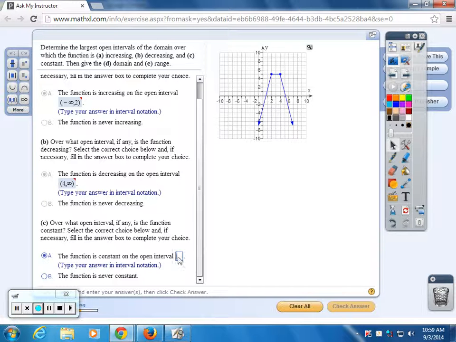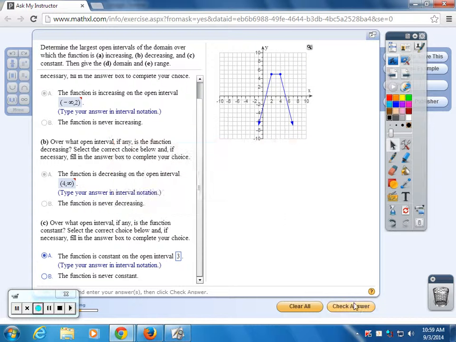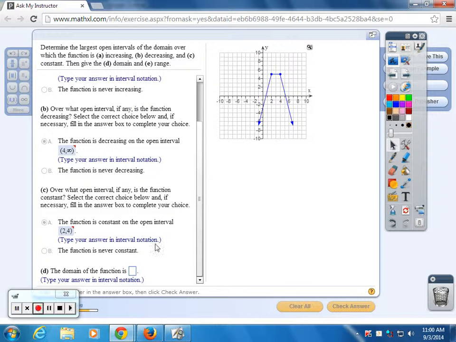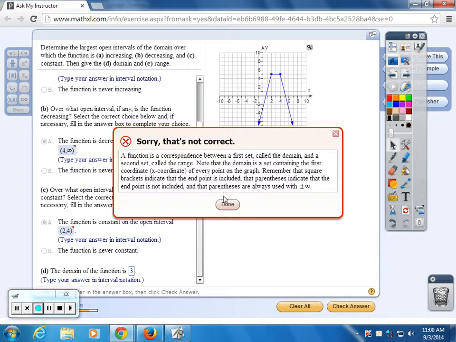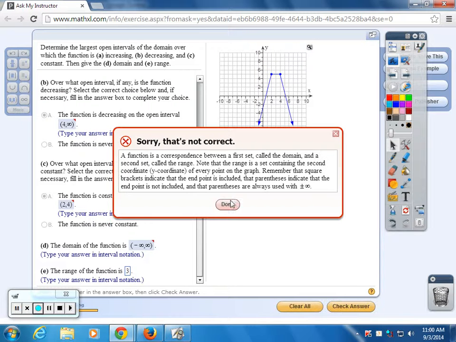All right, what is this constant from? Now this is probably where they'll put the brackets, but they don't put them here either, so I'm not going to worry about it. What's the domain of the function? Positive infinity. And what's the range? Negative infinity to 5 or whatever.